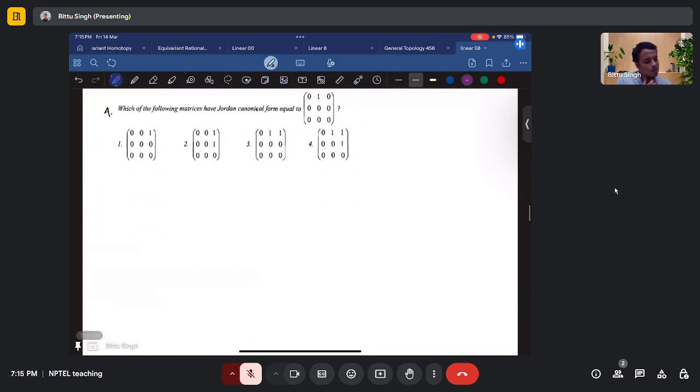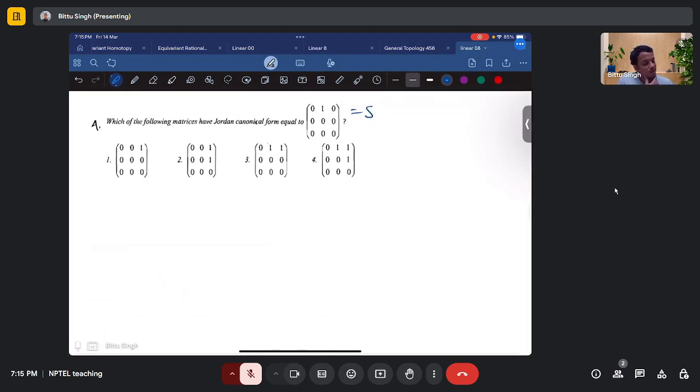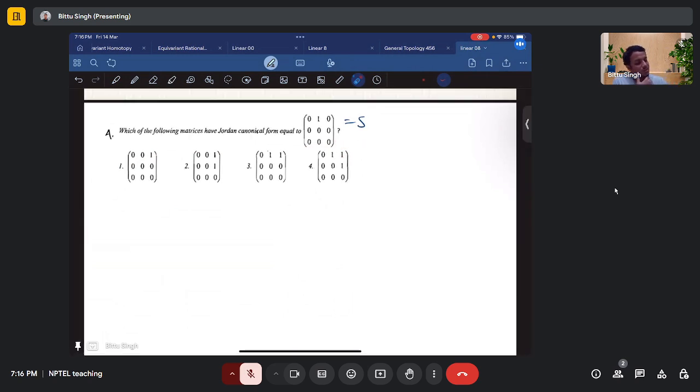Okay, so let us see question number 4. Here we can see that the given matrix A, given Jordan canonical form, this is actually same as this. Now the question is, which of the following matrices have the Jordan canonical form this? So if we see the first matrix, for this, let me give the name A1.